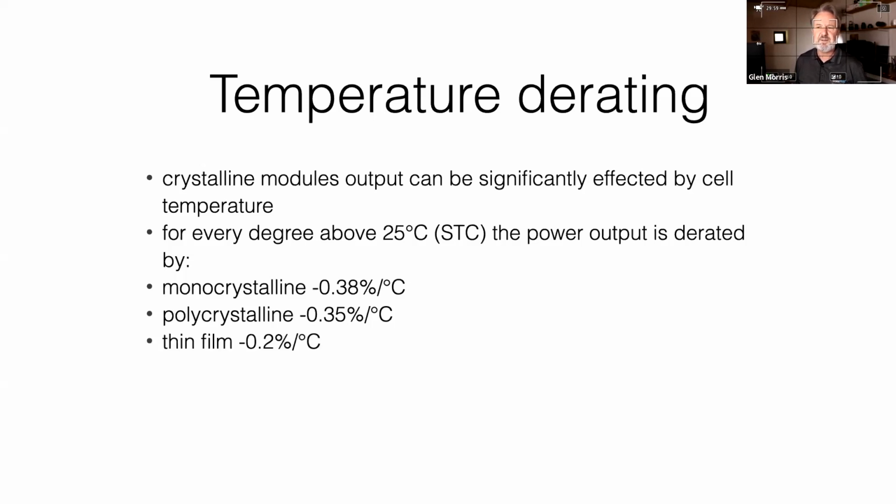For thin film panels, we talked about those yesterday, technologies like amorphous silicon, CIGS, organic cells. There are a lot of technologies which fall under the umbrella term thin film, and they generally have very low temperature deratings, 0.2% being typical for amorphous silicon. And that means they've got a little bit of an advantage, or actually quite a big advantage if you look at it, over crystalline in very hot conditions.